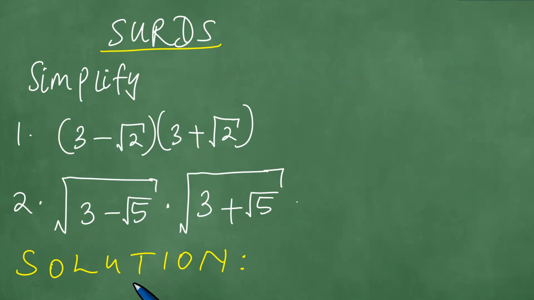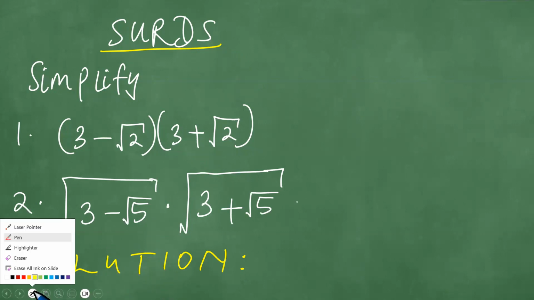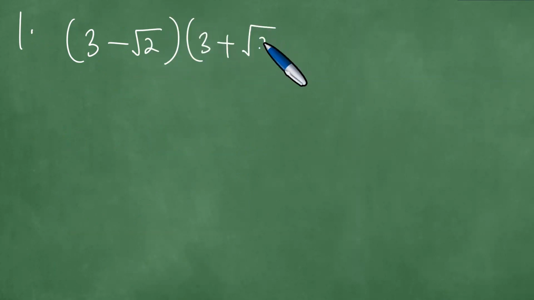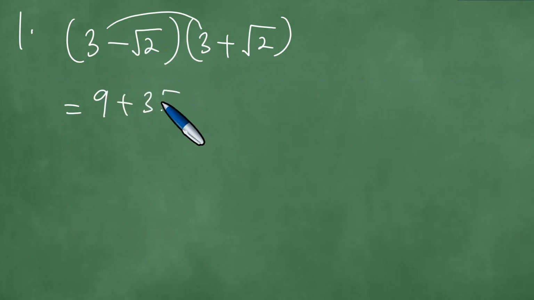My answer is 7. Let's check if Pekalelo is giving us the correct answer. We have 3 minus the square root of 2 times 3 plus the square root of 2. We use the FOIL method, so we multiply 3 by 3 and we get 9. 3 times the square root of 2 is 3 square root of 2. Minus square root of 2 times 3 is minus 3 square root of 2. And then minus the square root of 2 times the square root of 2, negative becomes minus.